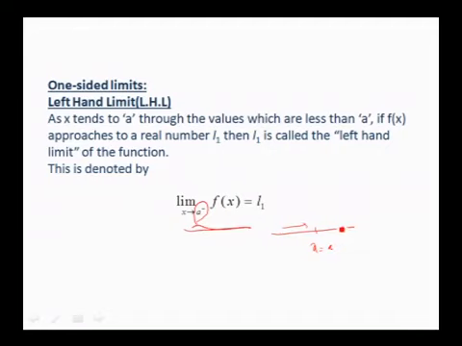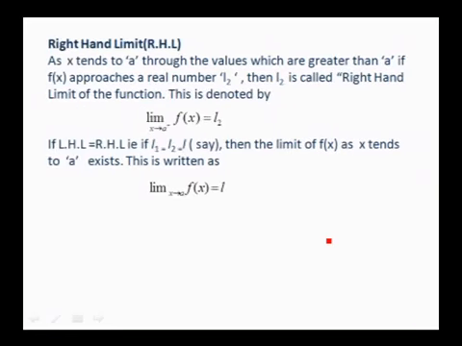On the other hand, if x tends to a from the right, that is values of x greater than a, but tending to a from the right, then we say it is the right hand limit, and we denote this as limit of f(x) as x tends to a plus is equal to L2.